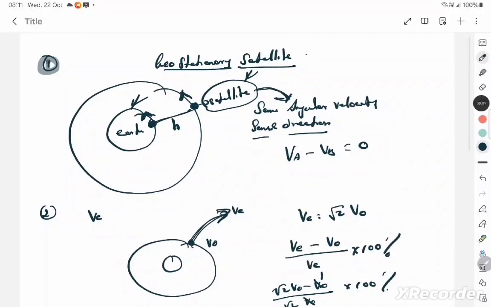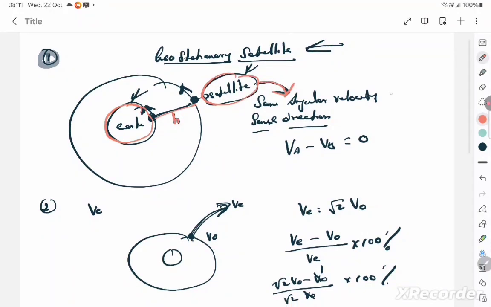So what are geostationary satellites? Geostationary satellites are the ones which revolve around the Earth at a height h from the surface of the Earth, with the same angular velocity as the rotation of the Earth, and also go about in the same direction as the rotation of the Earth about its own axis.